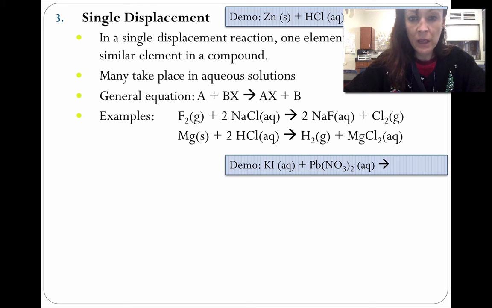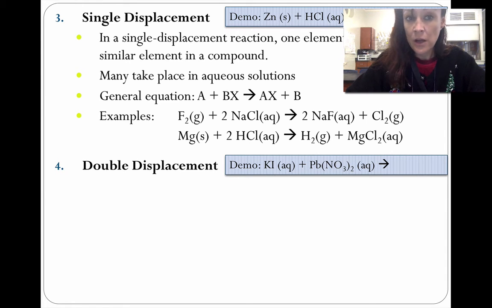There's another example, magnesium in the presence of hydrochloric acid. You can release hydrogen gas, and notice the magnesium displaced the hydrogen to bond with that chlorine ion.